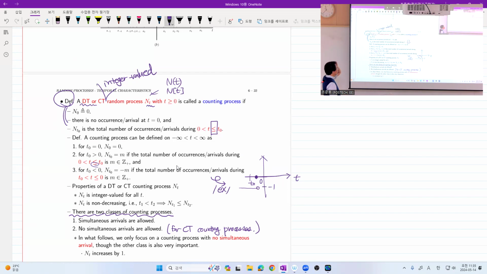Am I correct? Just a second. Let me see. Yeah. So if the arrival time t0 is a negative value... Something's not correct. Okay, just a second. Yeah, I have to say, yeah. So the left limit is negative m. Okay, I will correct this note. Anyway.